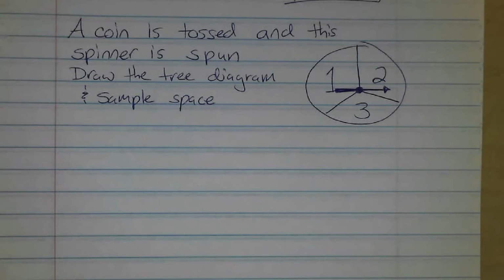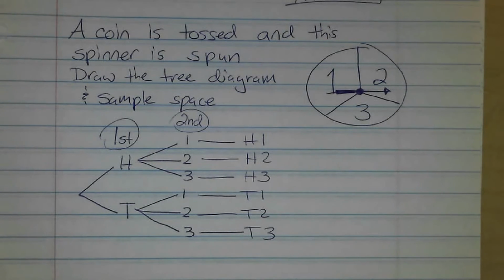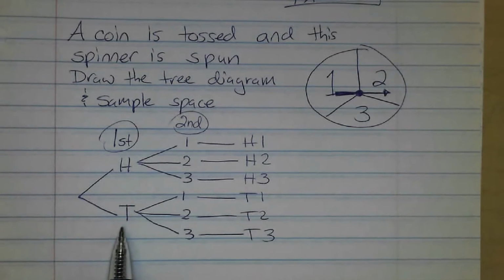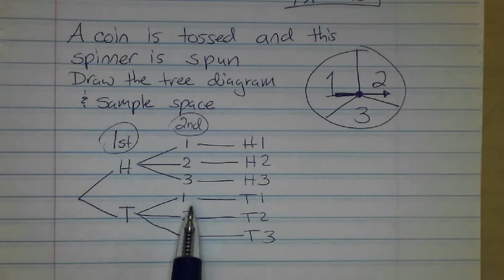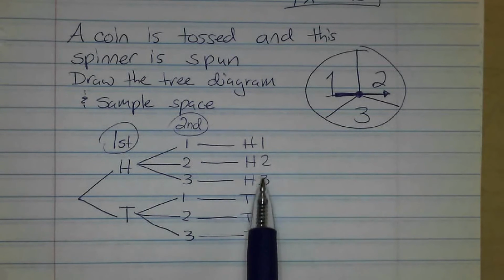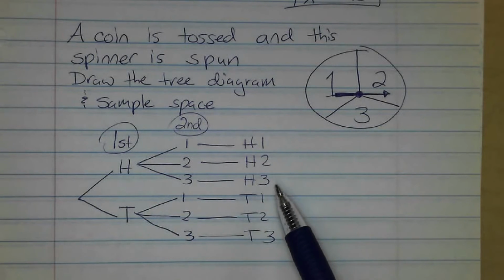Okay, so take a look at the scenario. The coin's tossed, and then the spinner's spun. Draw the tree diagram and sample space for all the outcomes. Alrighty, so first, they flip a coin, you can get heads or tails. Then the spinner spun, and you can land on 1, 2, or 3. And sample space is right here. Heads 1, heads 2, heads 3, tails 1, tails 2, tails 3.